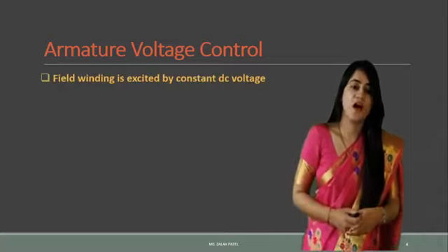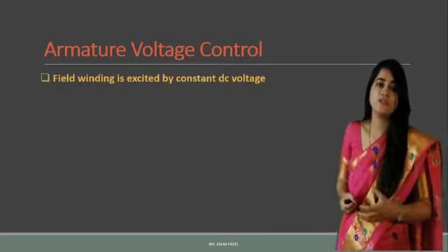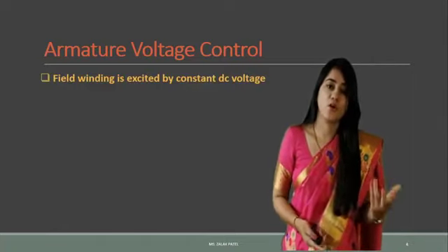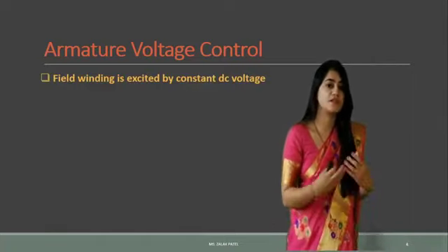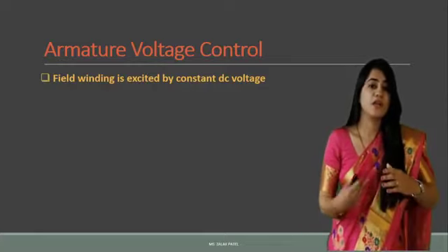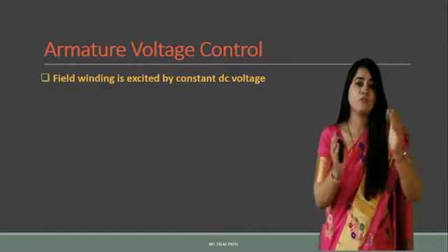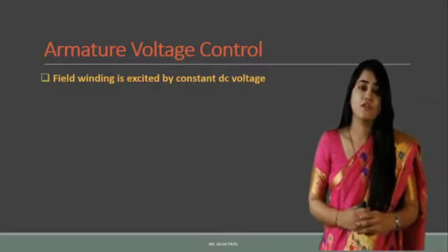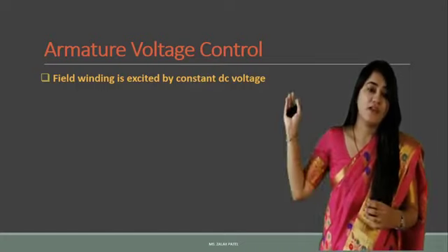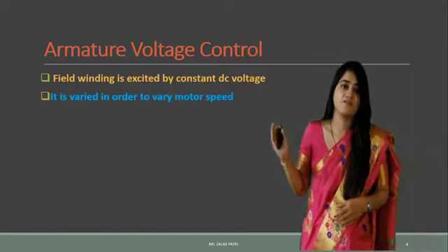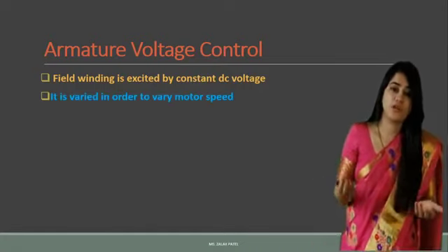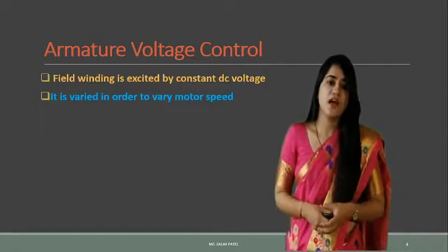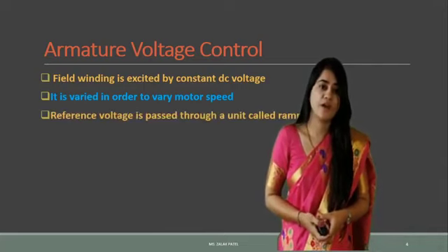The next is armature voltage control. Here, the field winding is excited by a constant DC voltage. It means if you apply some 10 volt then the motor can be started, but a minimum amount of voltage is required to get the motor started. That's why the armature control is necessary. It is varied in order to vary the motor speed. It means if the armature voltage can be changed, then it can change the motor speed also.